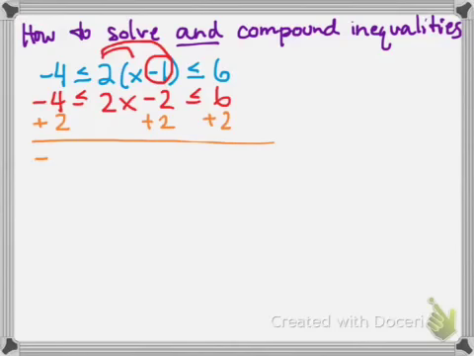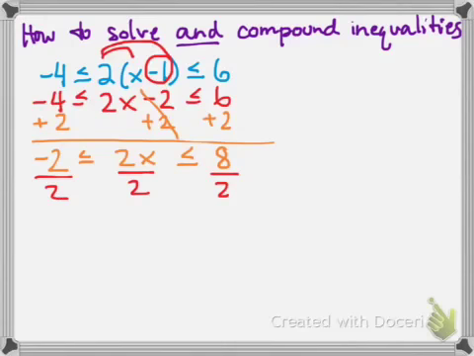Negative 4 plus 2 I know is negative 2, and I'll bring down my inequality symbol. These cancel out, so I'm left with 2x, bring down my inequality symbol. 6 plus 2 I know is 8. So again, I still want to get the x by itself, so I'll divide all three parts by 2. Negative 2 divided by 2 I know is negative 1, bring down my inequality symbol. These 2's cancel out, so I have x is less than or equal to 4. So my inequality is negative 1 is less than or equal to x and less than or equal to 4.